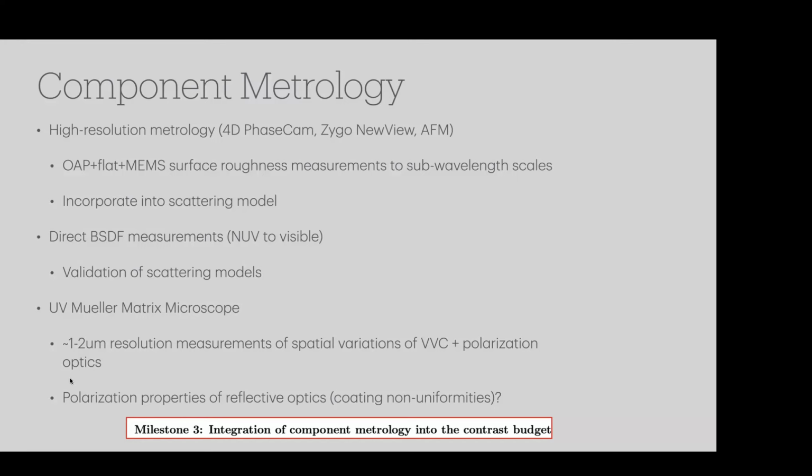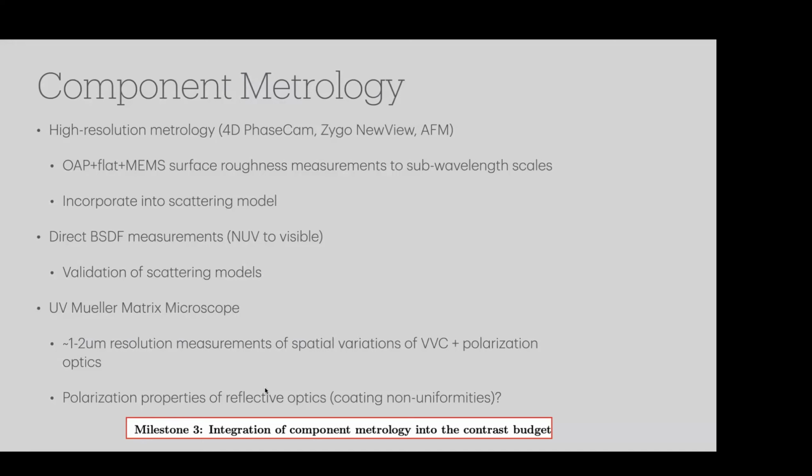And then the last part is we propose to purchase a Mueller matrix microscope that's good to the UV. There is one at offsite, but it is only good to visible wavelengths, so we would have to get another one. The idea here is to take our polarization optics, the VBC, linear polarizers, quarter wave plates, and take measurements of the spatial variations of their polarization properties at the 1 to 2 micron lateral scale. So we should get pretty fine sampling of how things like the retardance vary across the surface of these things.